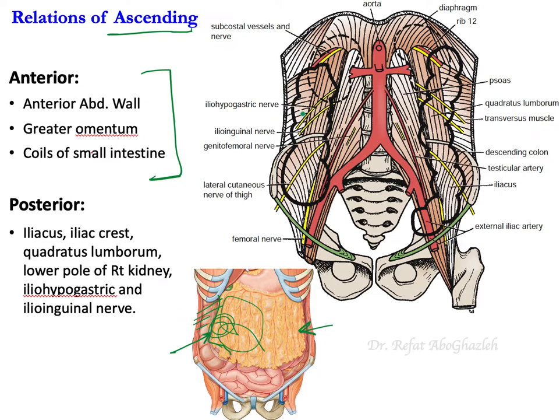Similarly, these structures are also related to the descending colon. Back to the ascending colon that you see here. Posteriorly, if you start from here, it's related partially to the iliacus muscle, to the iliac crest, to the quadratus lumborum. This is a muscle, quadrangular in shape. We call it quadratus lumborum. And you see the shadow of the right kidney. So it's related to the lower pole of the right kidney, plus two nerves, branches from the lumbar plexus, the iliohypogastric and ilioinguinal nerves. So these structures are related posteriorly to the ascending colon.